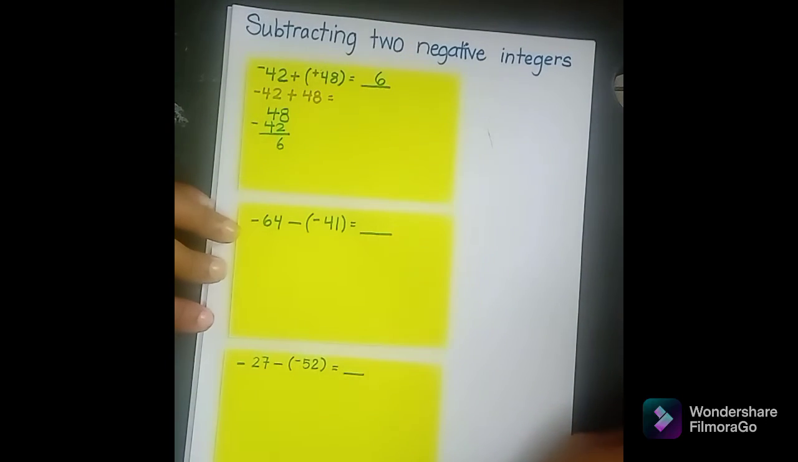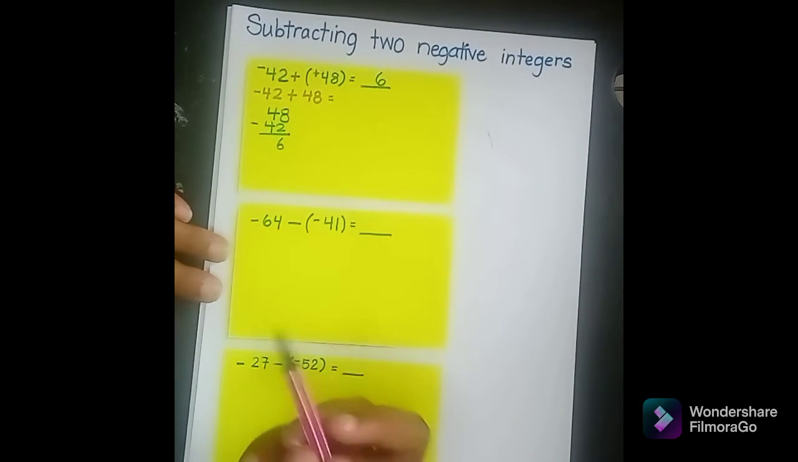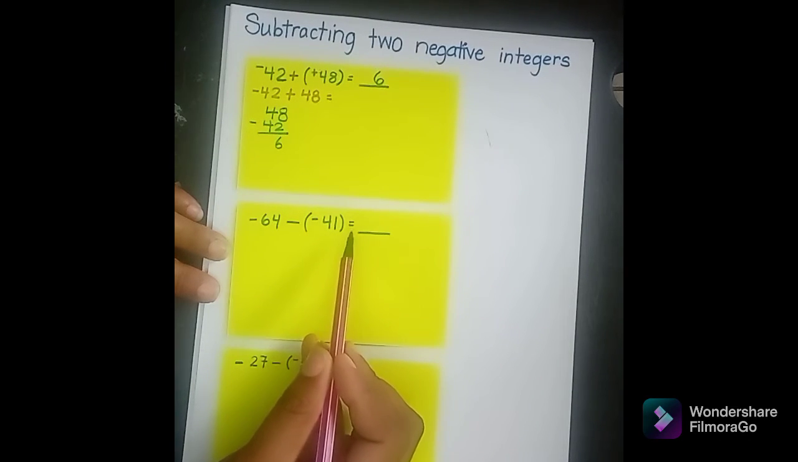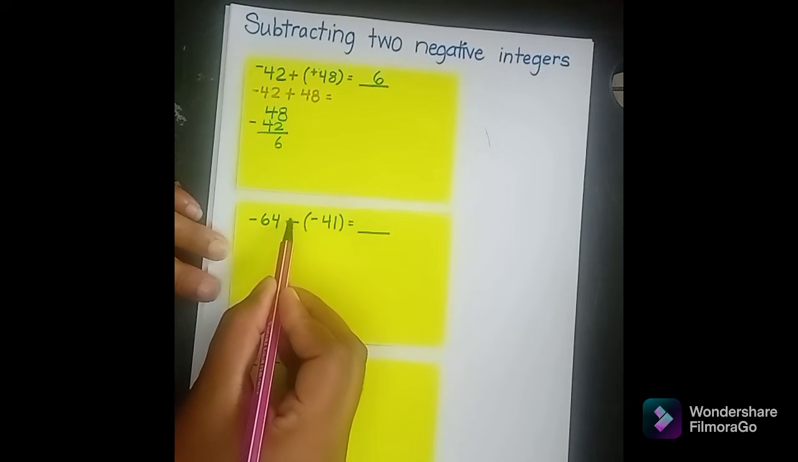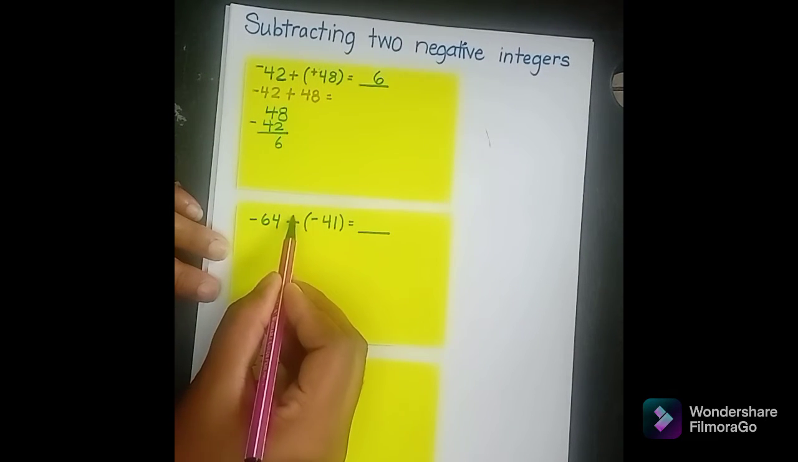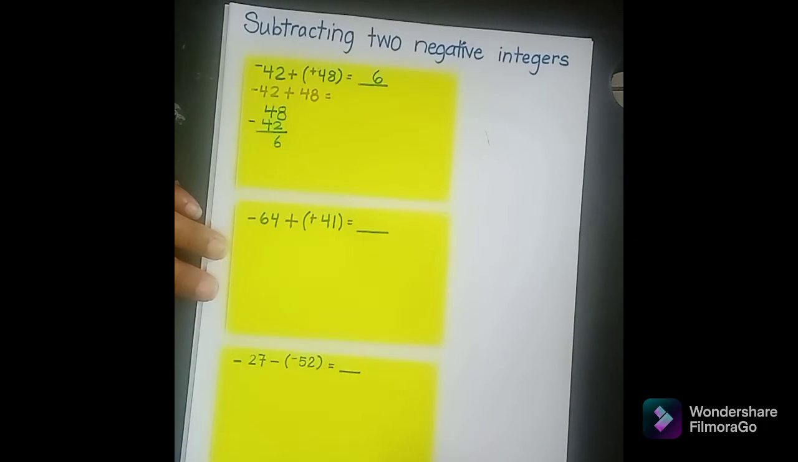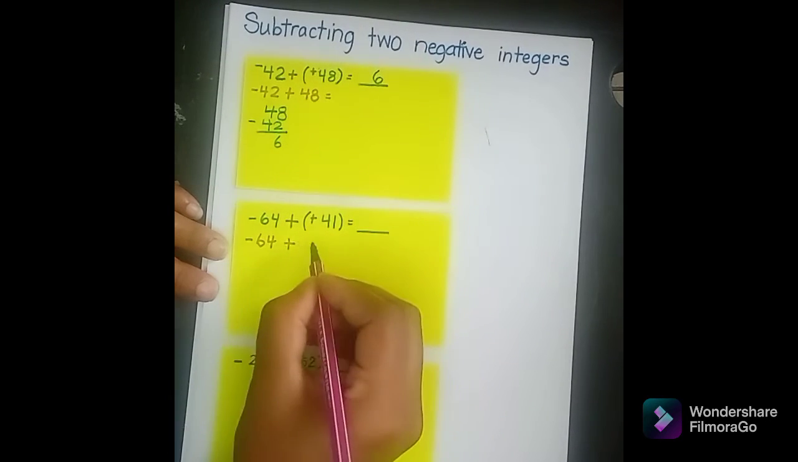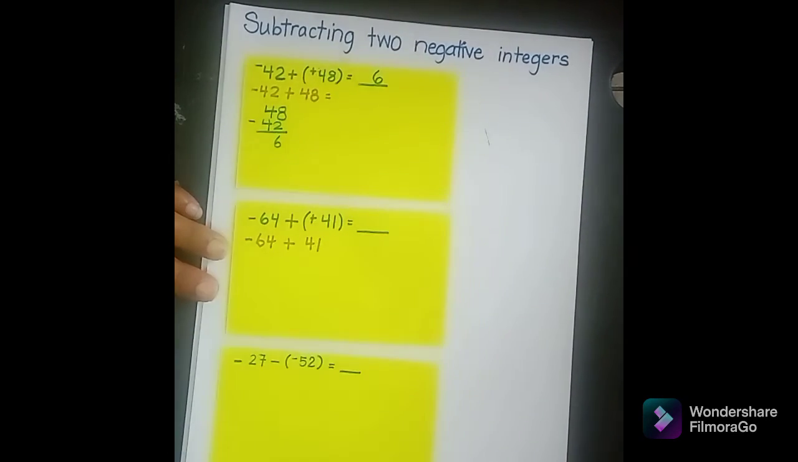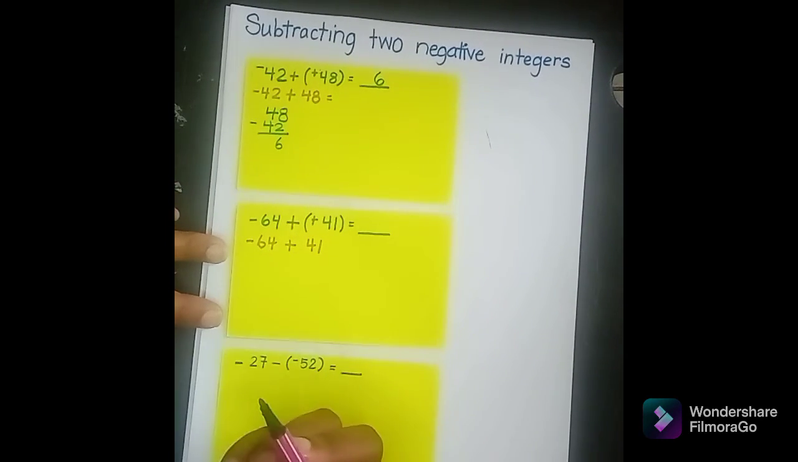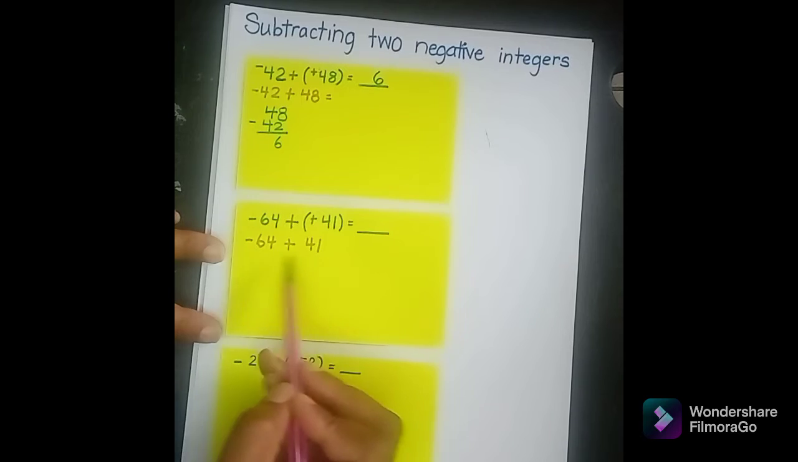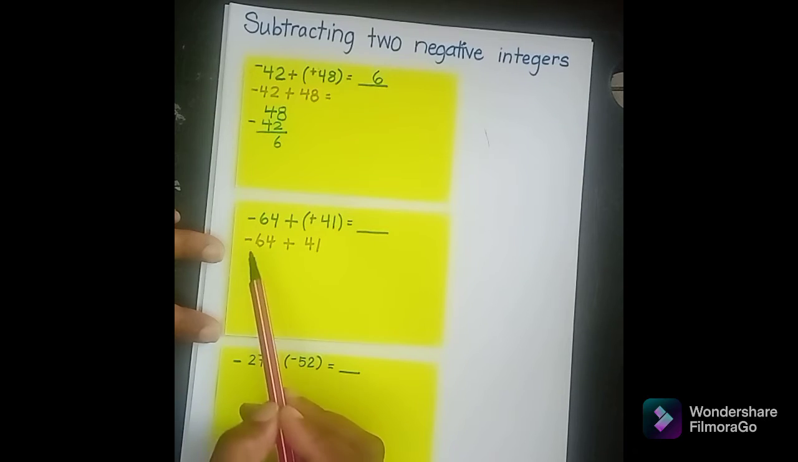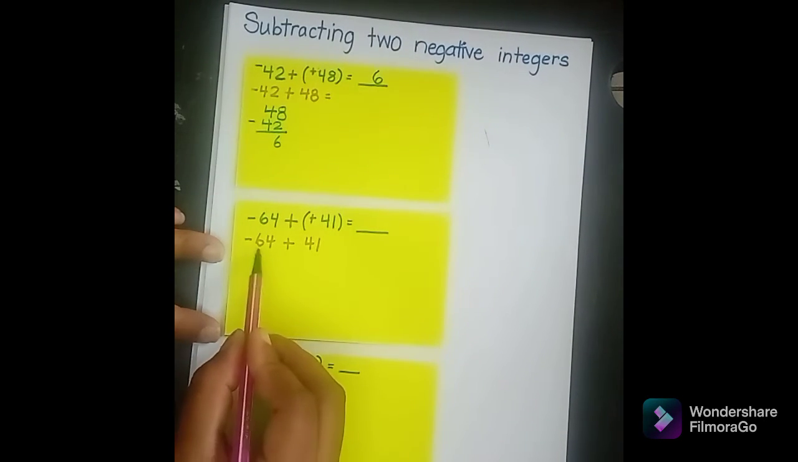Let's do example number 2. Here we have negative 64 minus negative 41. The first step we said, since two negatives are together, we're going to change that into a positive. So now we have negative 64 plus 41. Okay? Now, which number has a larger absolute value? 64 or 41? The answer would be 64. So we will put that number at the top.